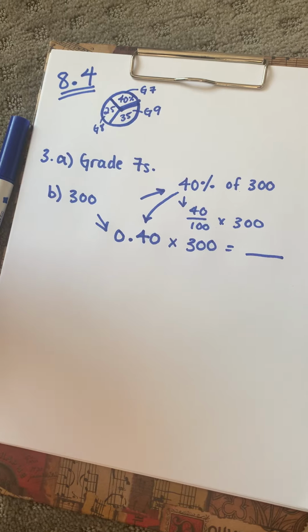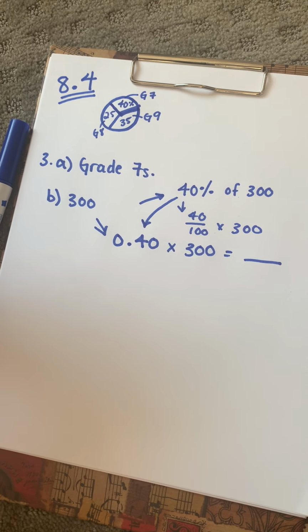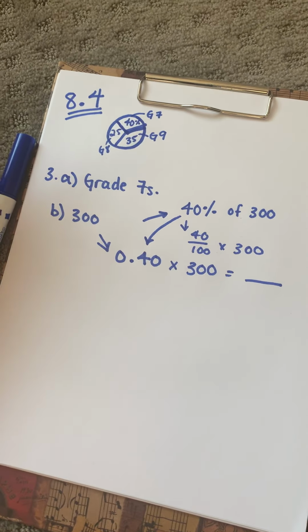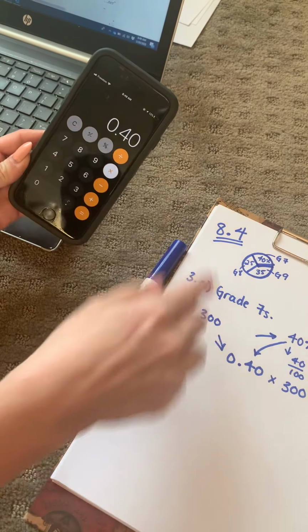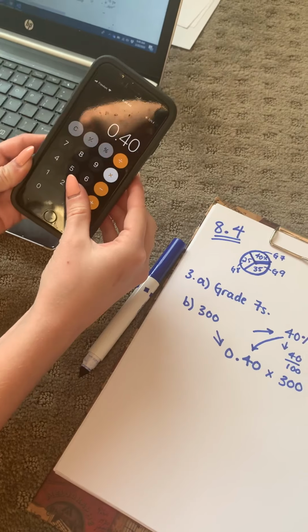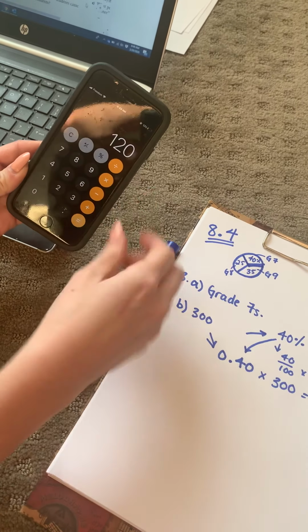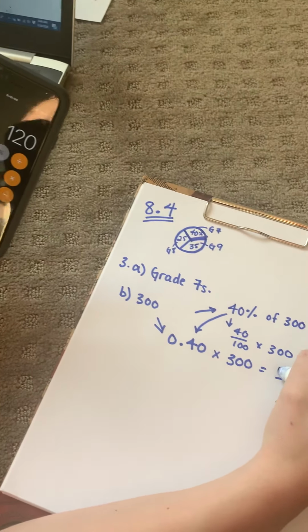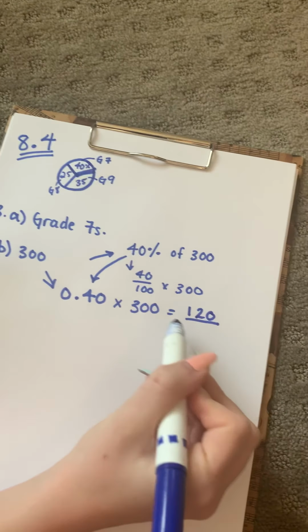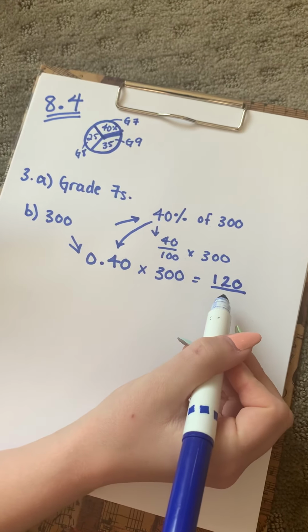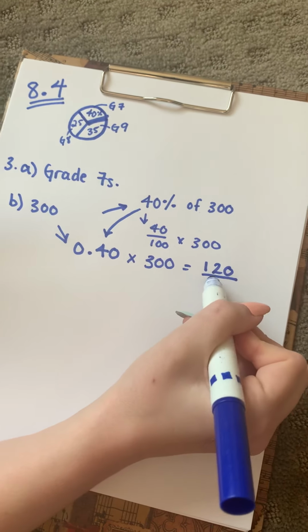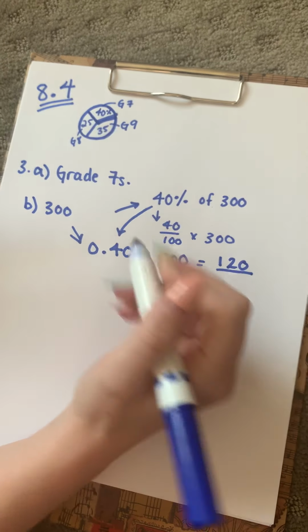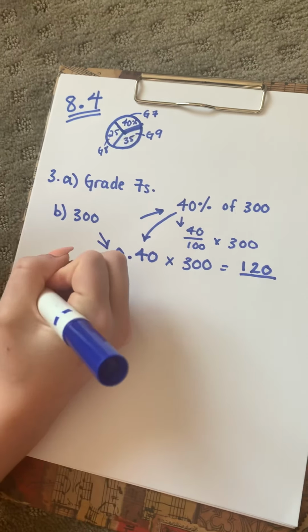So if I open up my calculator, I'm going to go 0.40 times my total number, which they gave me, 300. That tells me that there were 120 grade 7 students at the dance, or that 40% of 300 is 120.